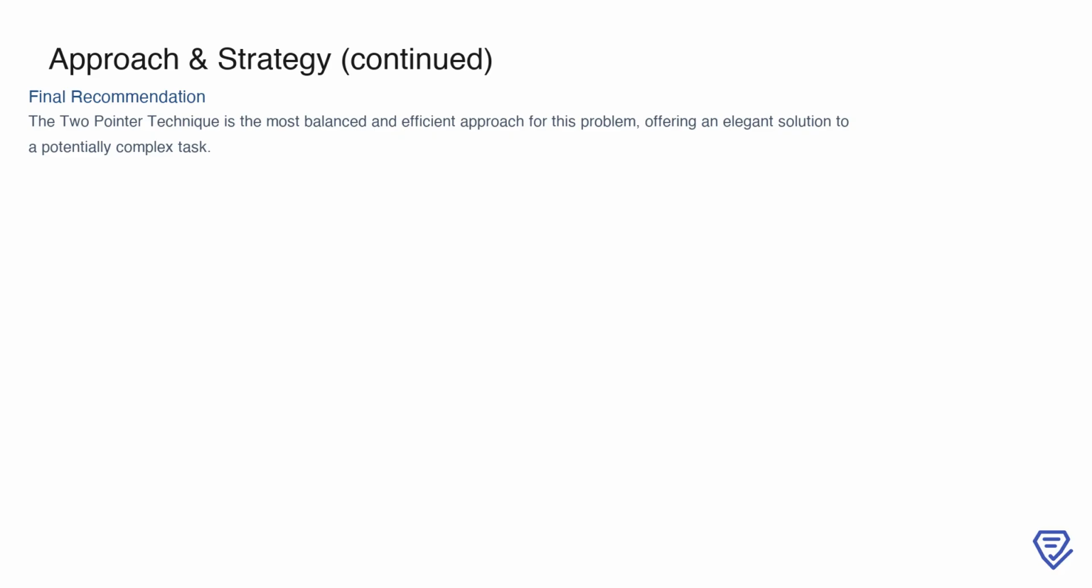It offers the most balanced and efficient solution, combining simplicity with optimal performance. By avoiding the inefficiencies of the brute force method and the memory overhead of the hash set approach, it provides an elegant way to tackle the problem of finding the intersection of two linked lists. This makes it the ideal choice for both small and large datasets.